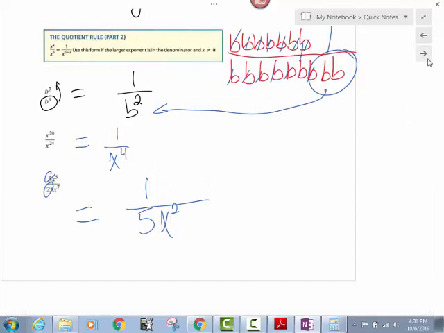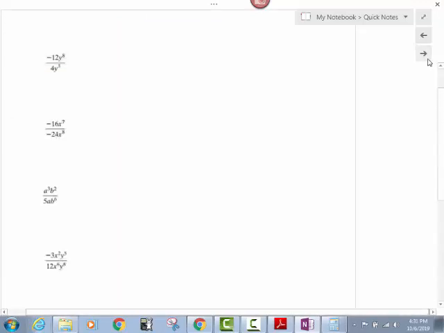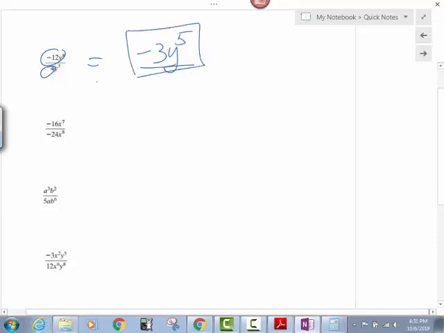Okay, let's try the next page. Alrighty. So I'm going to do the same thing here. Alright, 4 goes into negative 12, negative 3 times, okay? Let's see, I have more y's on the bottom than I do on the top, so we're left with a y to the 5th. Guys, I can just write my answer like this because there's nothing really left on the bottom, right?